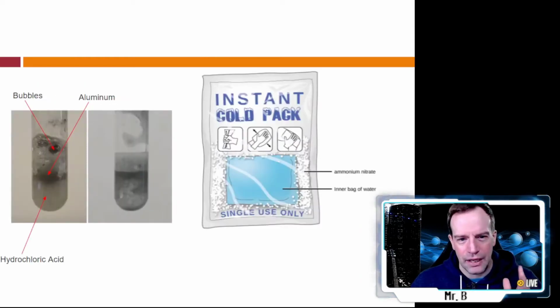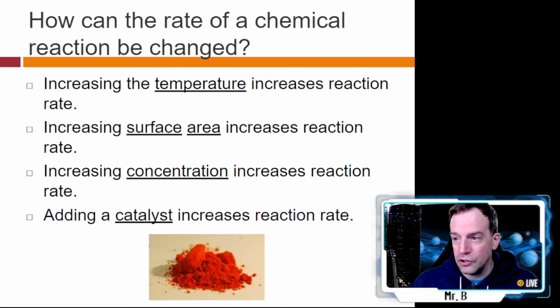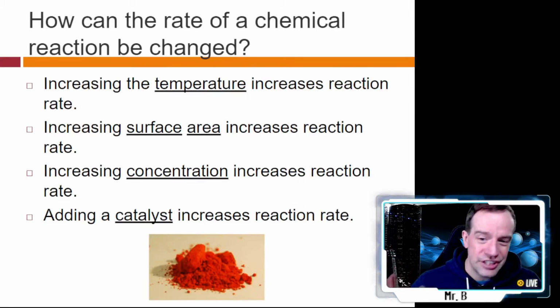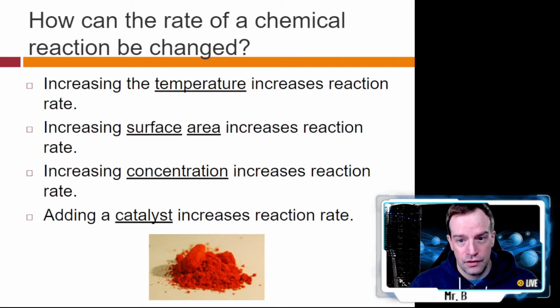Now, how can we make chemical reactions go faster? Like, how could we make this hydrochloric acid react faster with the aluminum for more bubbling? Well, one thing we could do is increase the temperature. We could also break up that piece of aluminum into smaller pieces. That'll increase the surface area. We could also make it a stronger acid, a higher concentration of acid.